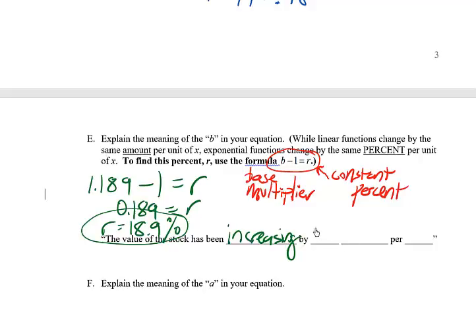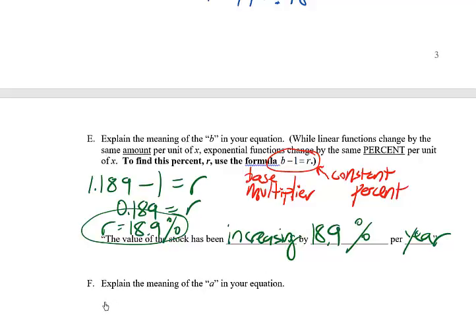by 18.9% per, and then this last part is the same as it was with slope, that x unit. In our case, the x unit is year. If this had been a linear function, then the value of the stock would have increased by something like $1,000 per year, a constant amount. But for an exponential function, you will always be describing the change with a constant percent. That's how you need to explain the meaning of the b.